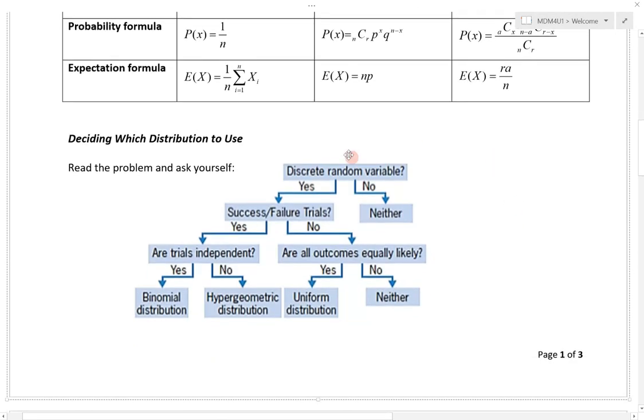Now, there is a flowchart here you can study that will help you decide which distribution to use. You first ask yourself, do we have a discrete random variable problem? In this chapter, yes, we do. Are we talking about successes and failures? Yes. Are those trials independent? Then yes, binomial distribution. If you have success and failure trials, but they're not independent, then hypergeometric distribution. And if the trials have no success-failure criteria, then check if they're all equally likely, and if they are, then uniform distribution. If not, then it's going to be neither of the three that we've studied.